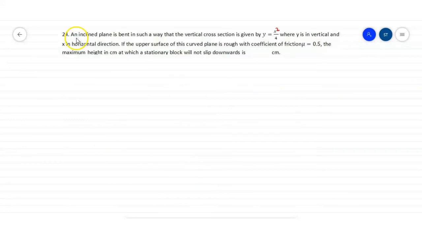Hello everyone. The question given is: an inclined plane is bent in such a way that the vertical cross section is given by y is equal to x square upon 4, where y is in vertical and x is in horizontal directions. If the upper surface of this curved plane is rough with coefficient of friction mu equal to 0.5, the maximum height in centimeters at which the stationary block will not slip downward is.